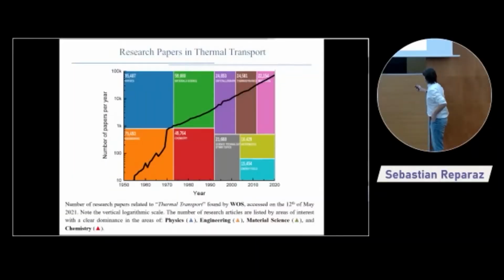Okay, so just to start with some generalities, this is something probably very obvious to all of you, but thermal transport has been a subject of research for many years. You can see here the number of scientific papers per year, by searching the words thermal transport in the Web of Science as a function of the year. You can see that from the 70s all the way to date, the growth, this is log scale, has been exponential.